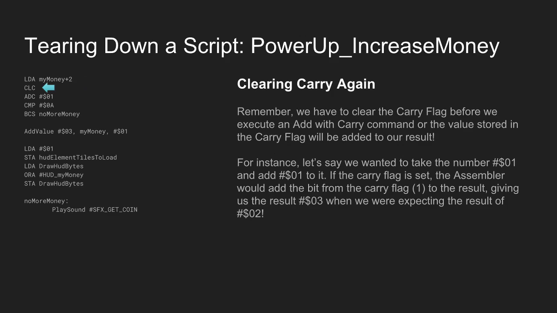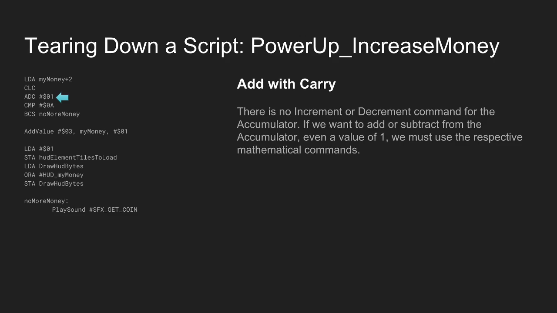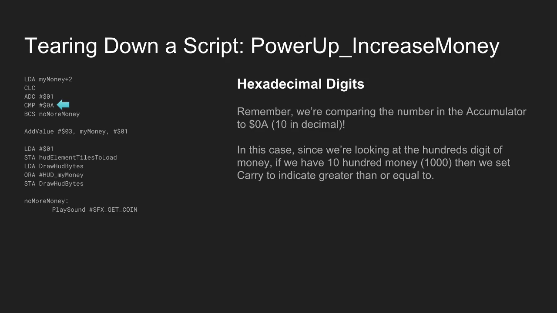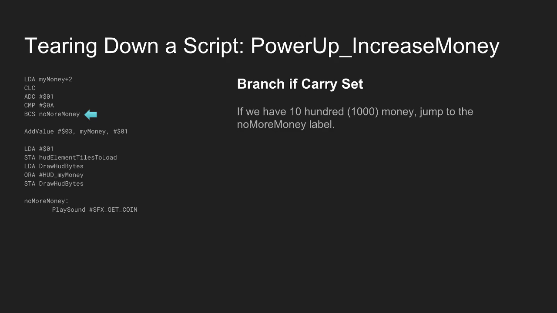Next, we clear carry because we are about to do an addition. We add with carry the number 1 to the result of the hundreds digit. We compare it to 0A, which would be 10 hundreds, or 1,000. If we're greater than or equal, we jump to no more money, which just plays the sound.